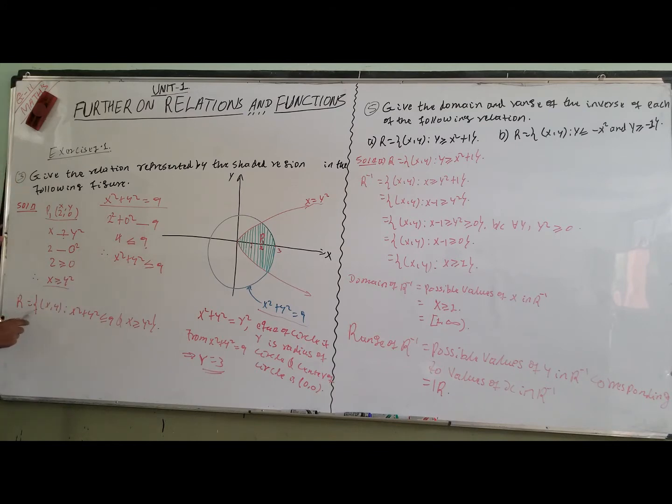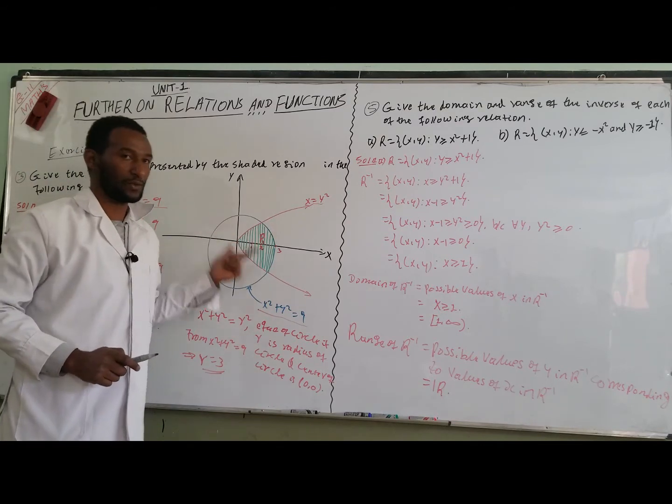Therefore, R is equal to the set of (x, y) such that x square plus y square is less than or equal to 9 and x is greater than or equal to y square. This describes the shaded region.